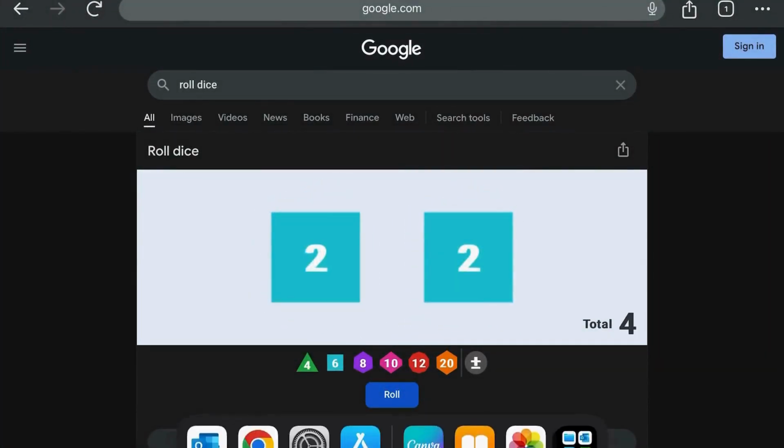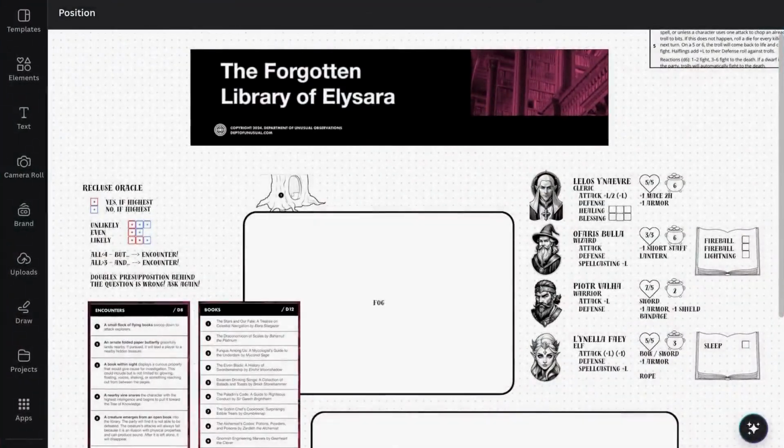Ooh, it is a double 2. So it means that the question is wrong. There is something in my question which is not correct, so I cannot get an answer for it. So the question was, does Opharis know the correct words? Maybe these are not words. Maybe we have to sing a song.